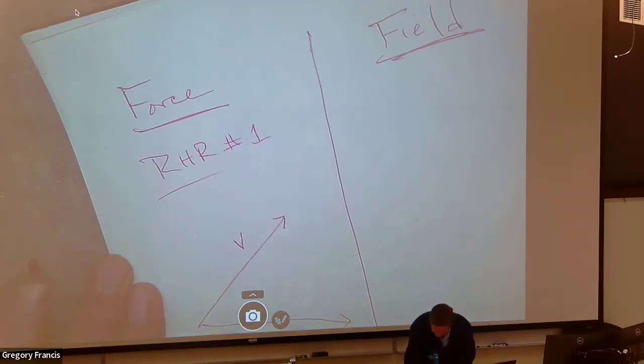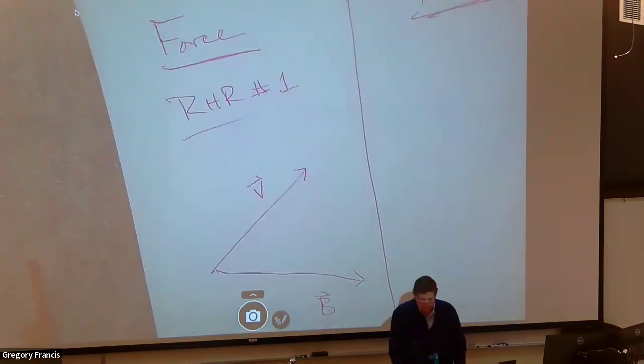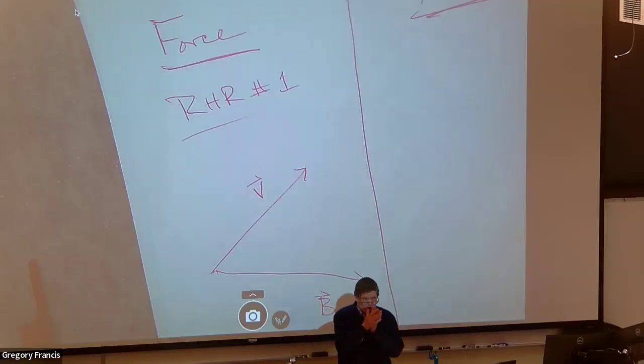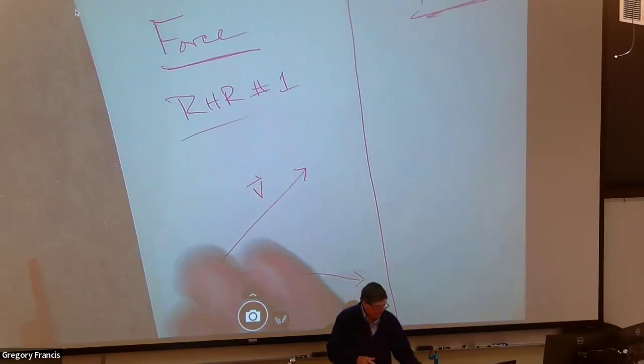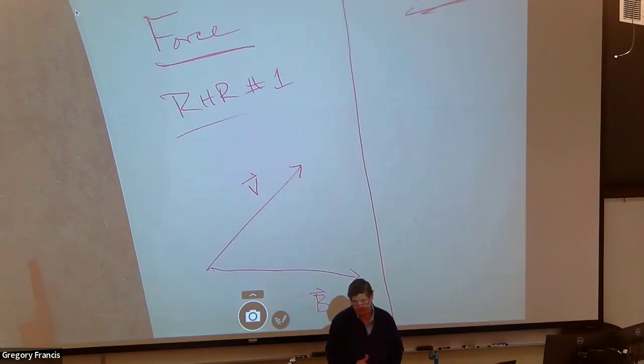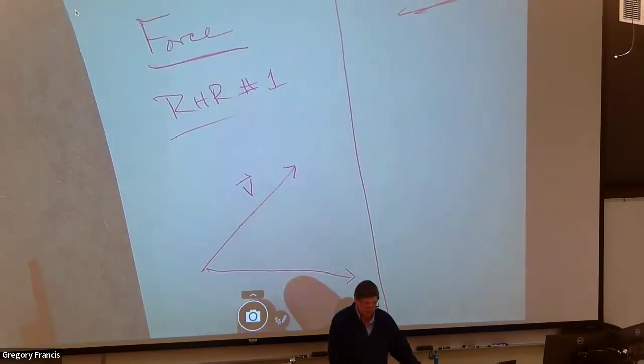And so if I had a B field and a V velocity, first of all, you should know that you don't have to be that gifted with right hand rule number 1. If I can draw velocity and magnetic field on the same piece of paper, the only possible directions for the force are out of the page or into the page. And so you just have to be good enough to know which it is. The force is always going to be perpendicular to these two vectors.